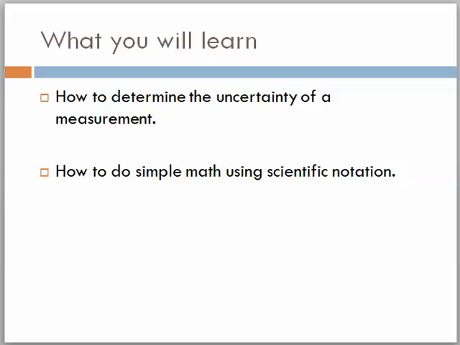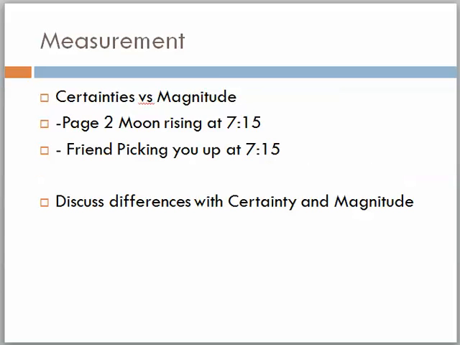Today what you're going to learn about is how to determine the uncertainty of a measurement and how to do simple math using scientific notation. Well, let's get started here.